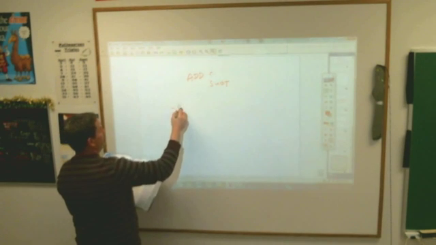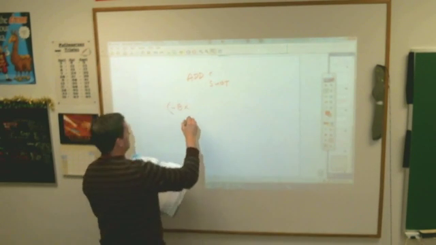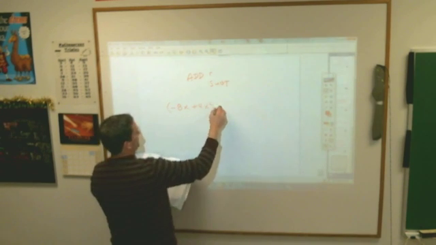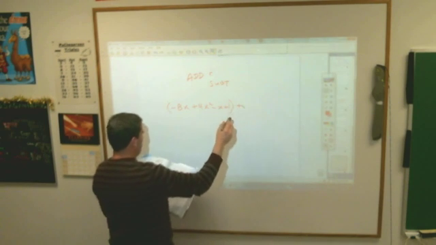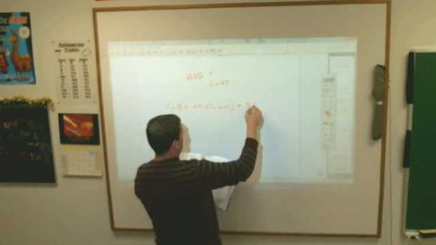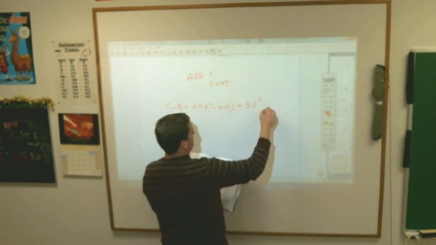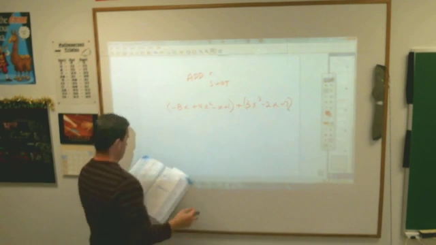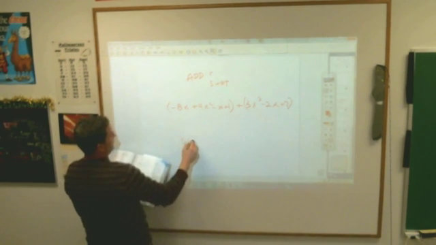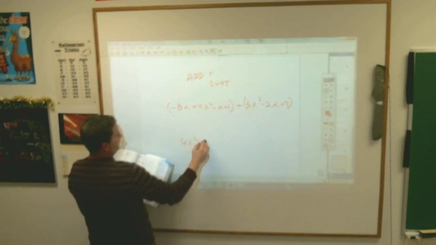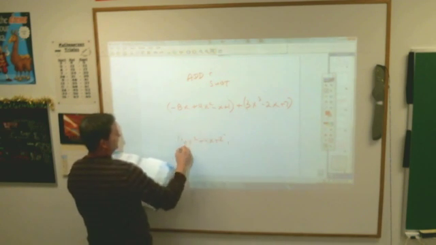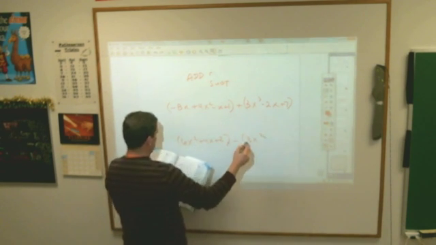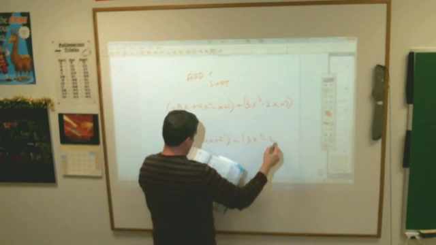Write this problem down: negative 8x plus 4x squared minus x plus 1, all plus 3x cubed minus 2x plus 7. And then this one: 6x squared plus 4x plus 2 minus 3x squared minus 7x minus 2.